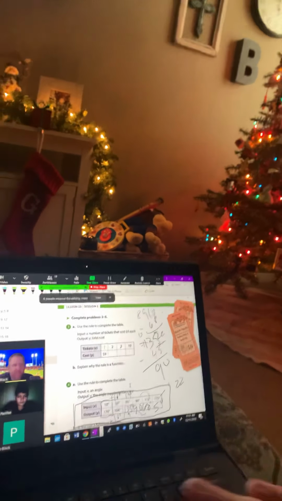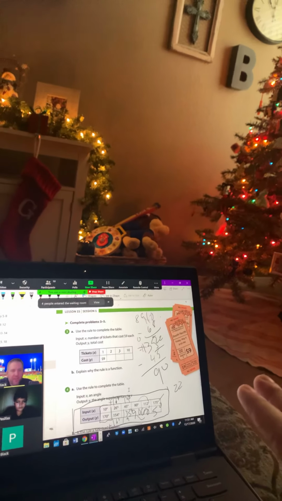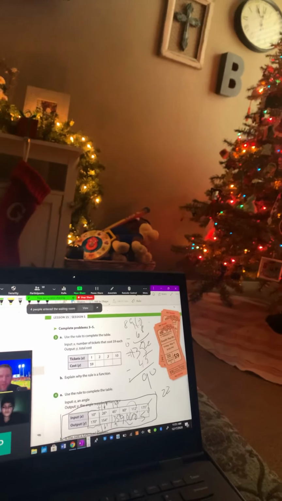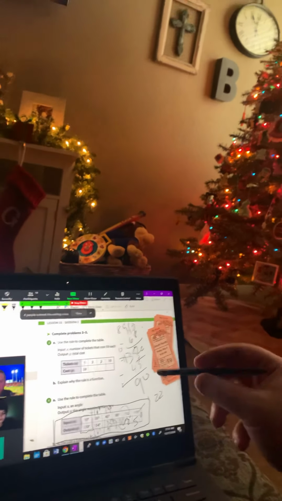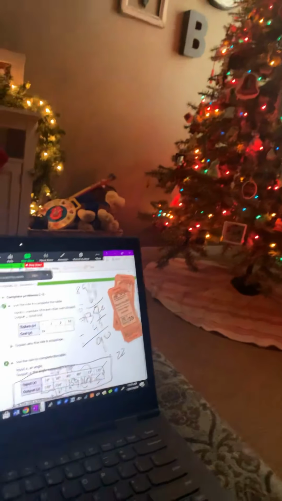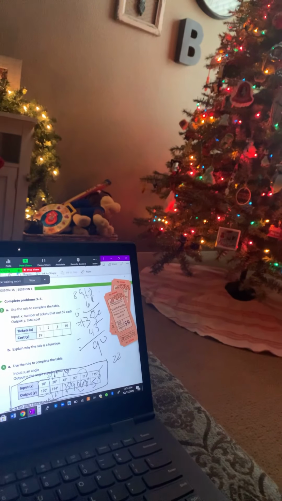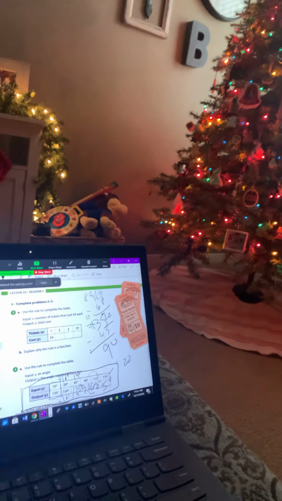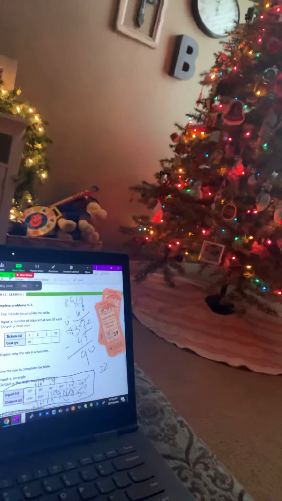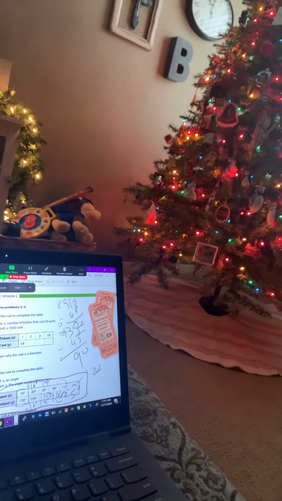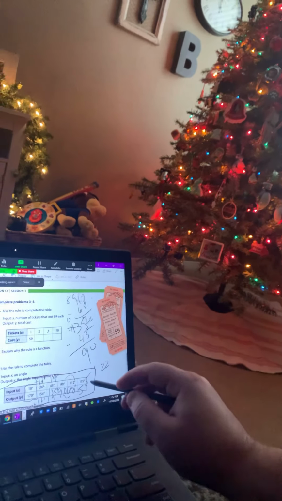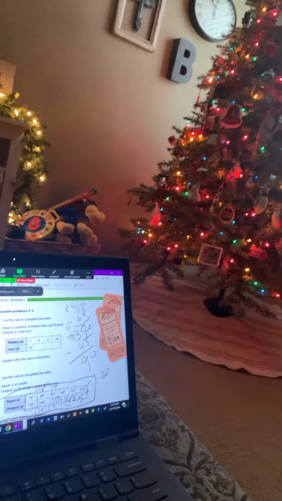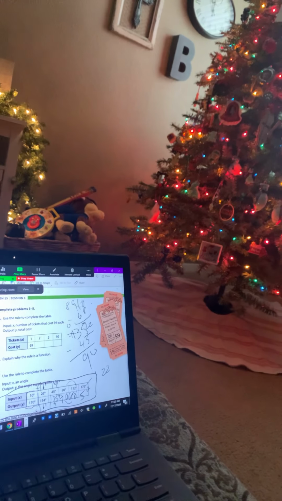But is it just a function? Is this a function? What do we need in order for it to be a function? We need what, Philip? 1 input and 1 output. And in this table, we had 1 input and 1 output for each. For each input, we only had 1 output. Okay?